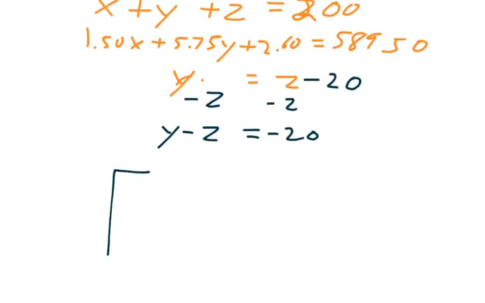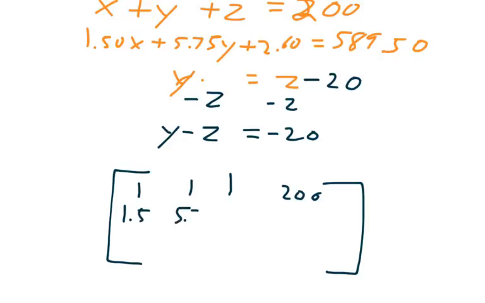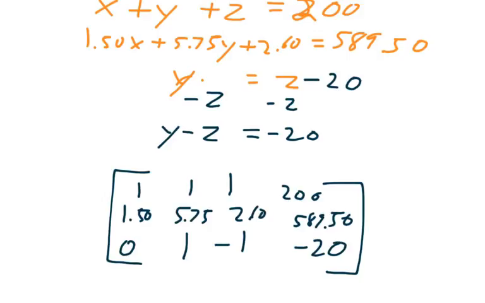The matrix is 1, 1, 1, 200, 1.5, 5.75, 2.60, so that should be 1.50, 589.50, and the bottom row has 0 x's, 1 y, negative 1 z, and negative 20. Once again, we're not solving this, so we move on to the next problem.